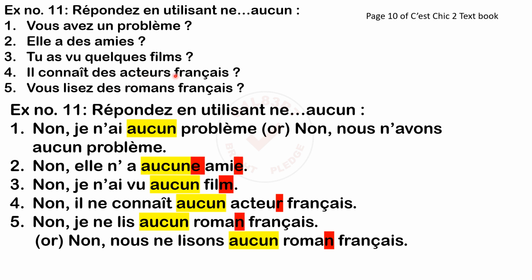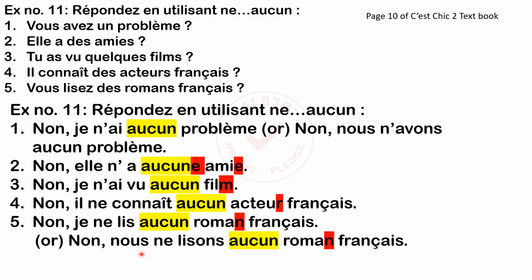And finally, vous lisez des romans français? Do you read French novels? So here again you can reply with I, je, or with nous, whichever is convenient for you. So you would say, no, I read no French novels, or I don't read any French novels. So again, you're going to use aucun in the singular, aucun, followed by roman, remove the s.